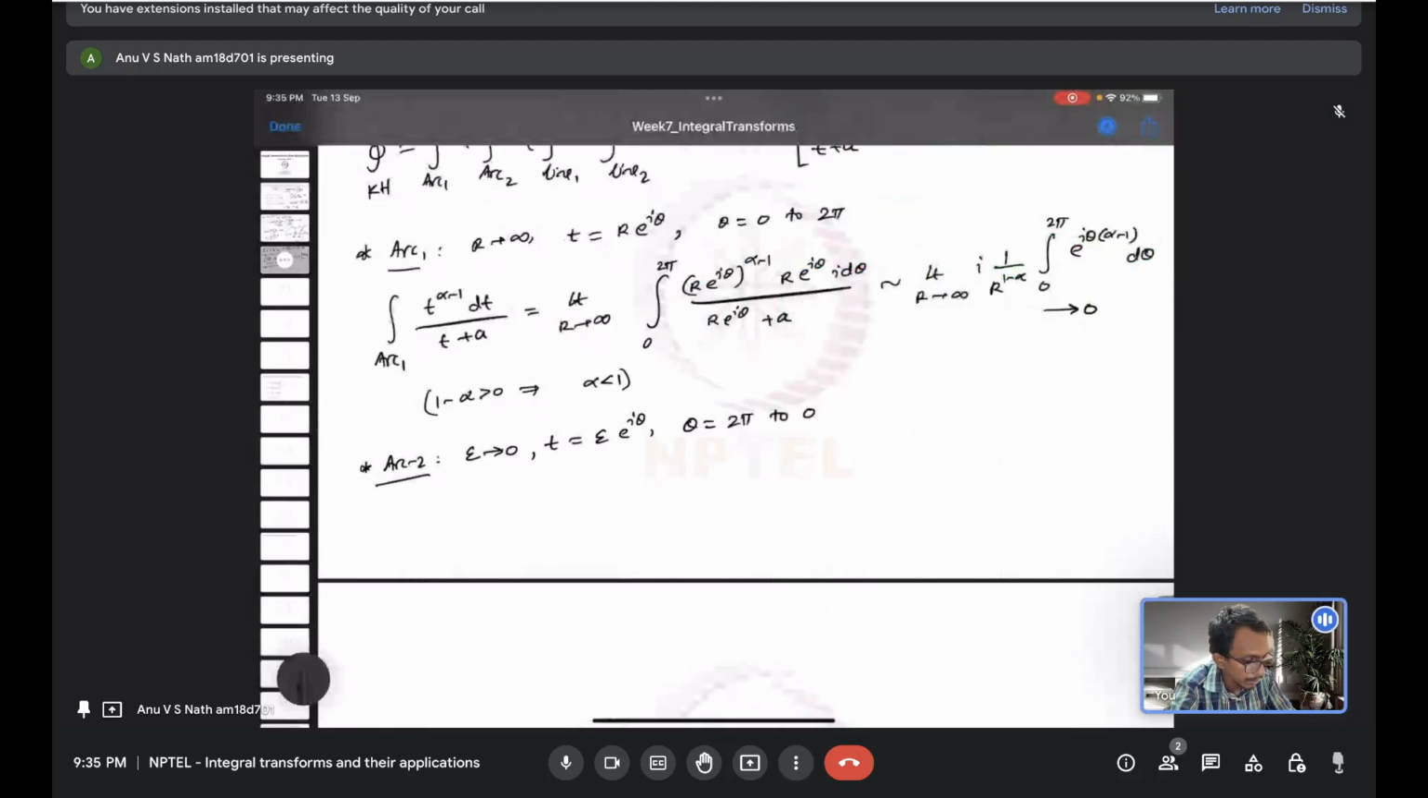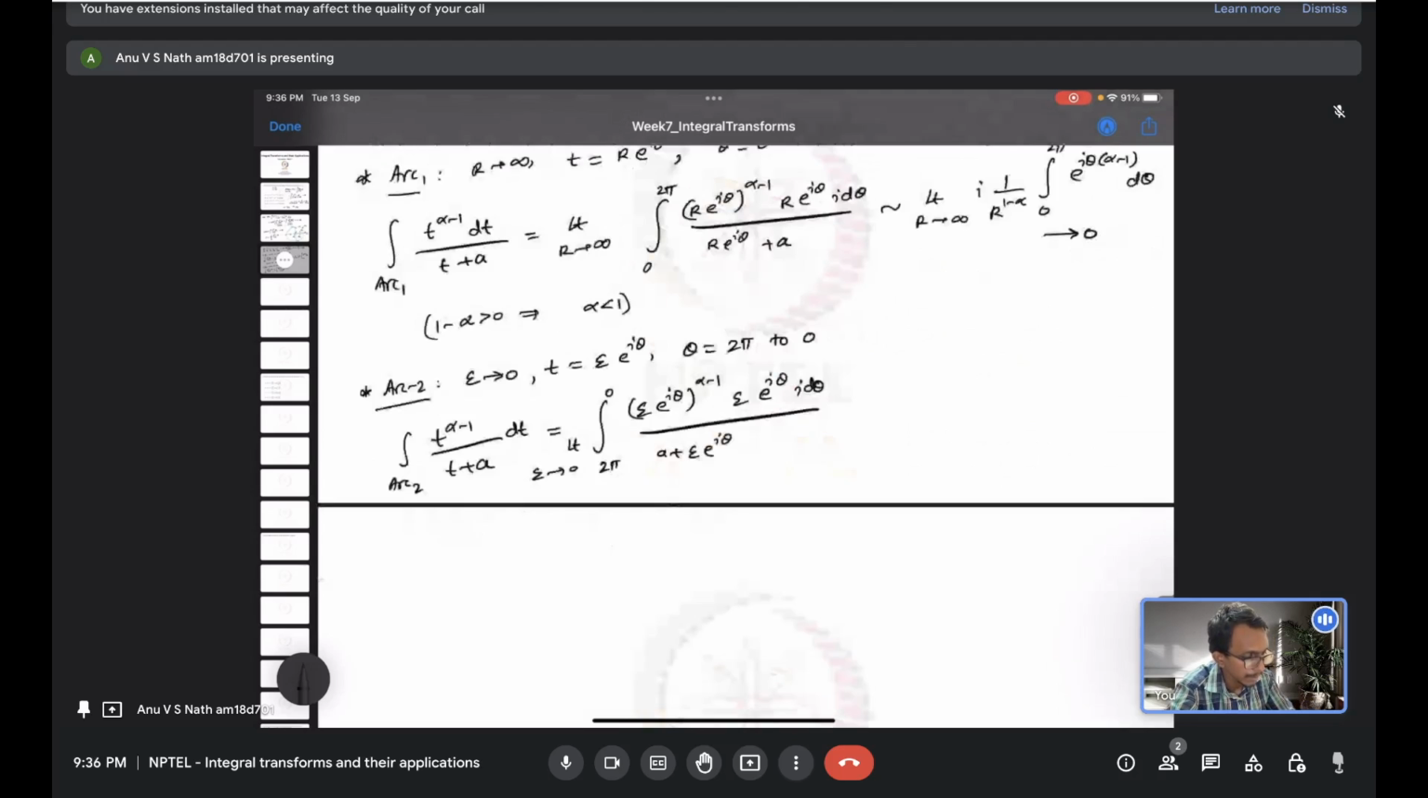Now the integral over arc 2 of the function t raised to alpha minus 1 by t plus a dt is, again the same method, epsilon e raised to i theta, the whole raised to alpha minus 1. Now dt will be, epsilon is fixed, theta is varying, so epsilon e raised to i theta i d theta, divided by a plus epsilon e raised to i theta. Theta is going from 2 pi to 0, again with the limit epsilon tending to 0.